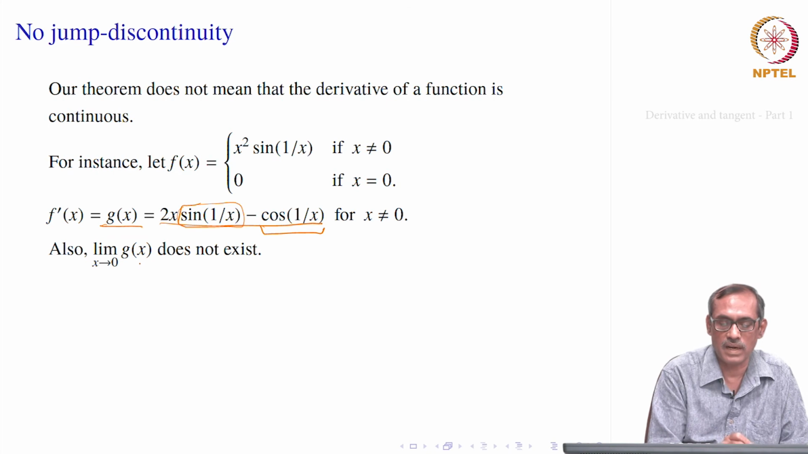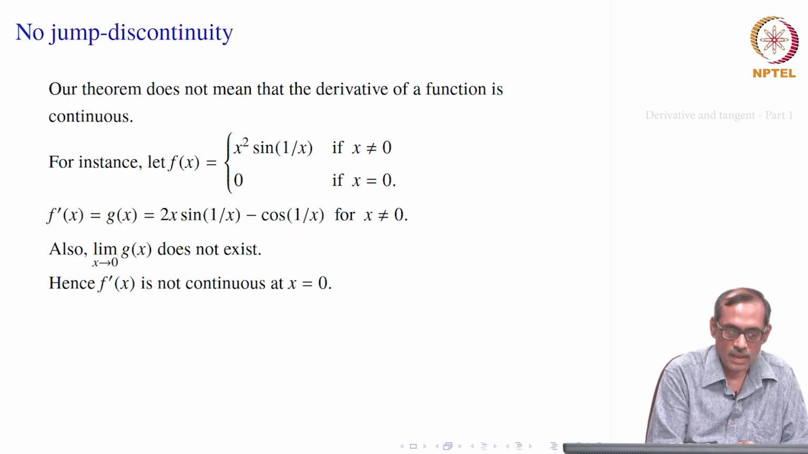So, f prime is not continuous at x equal to 0, but f is continuous. That is what our theorem says, because it is differentiable at 0, f is continuous, and that is also clear.